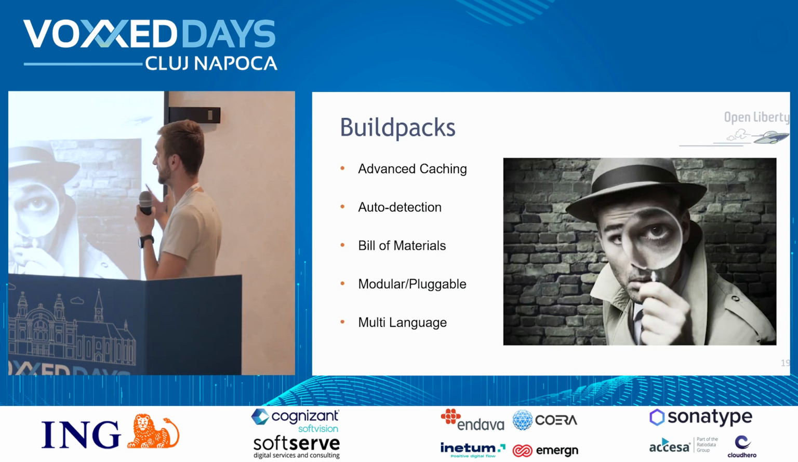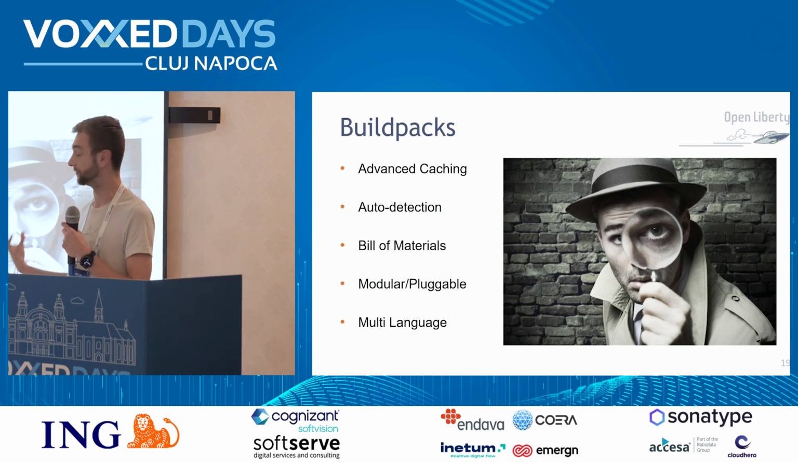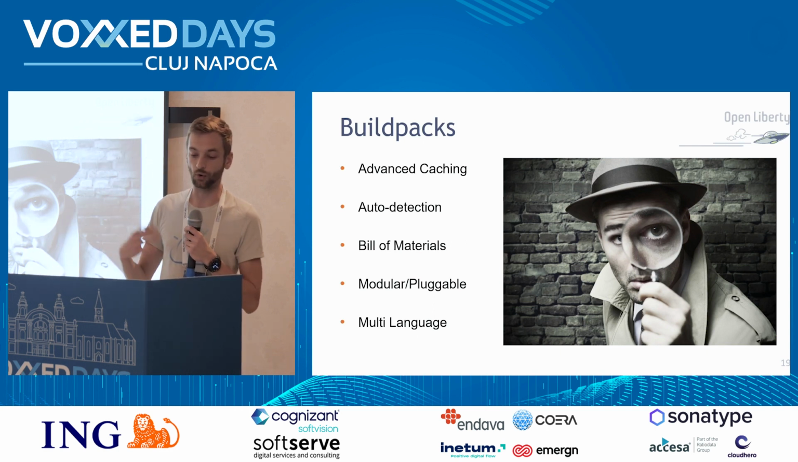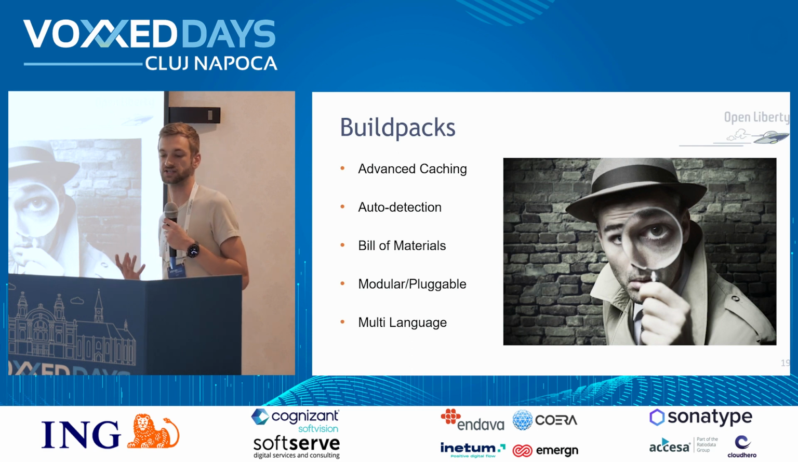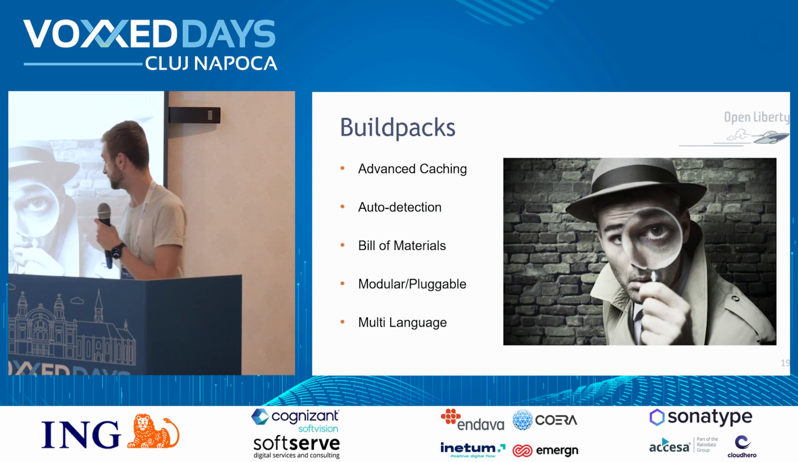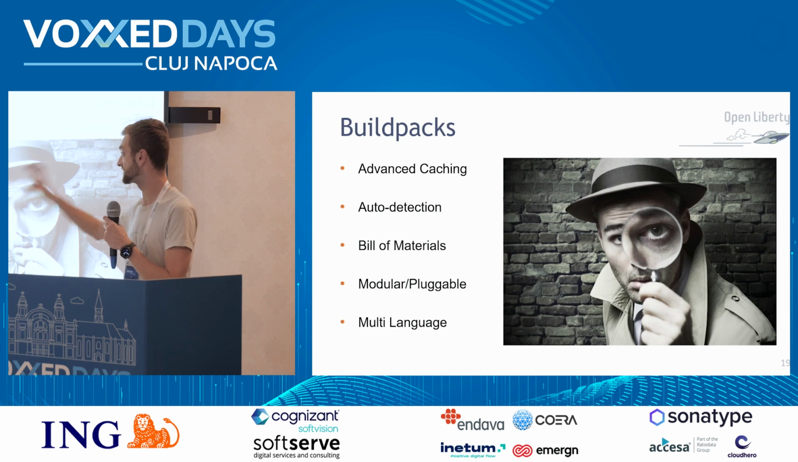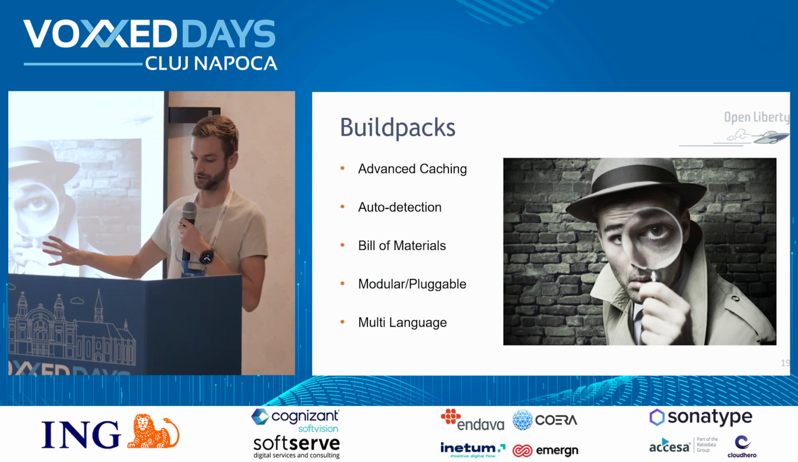Well, first of all, you have advanced caching. So this is basically robust caching used to improve the performance of your application. You've got auto detection. Essentially, images can be built directly from source without any additional instructions. So you don't need Dockerfiles or anything like that. You just point this at your source code and it will do everything for you.